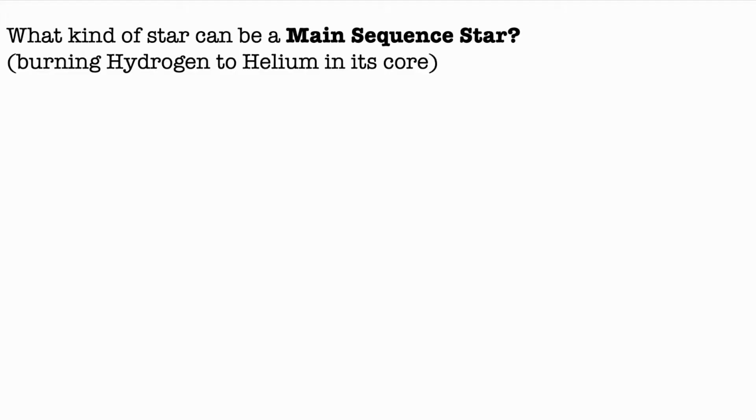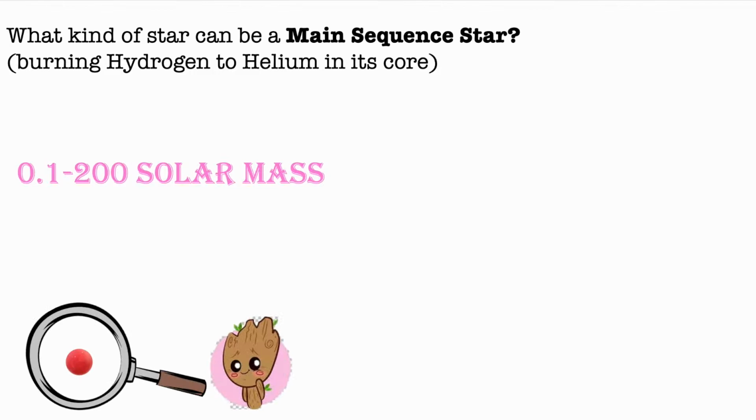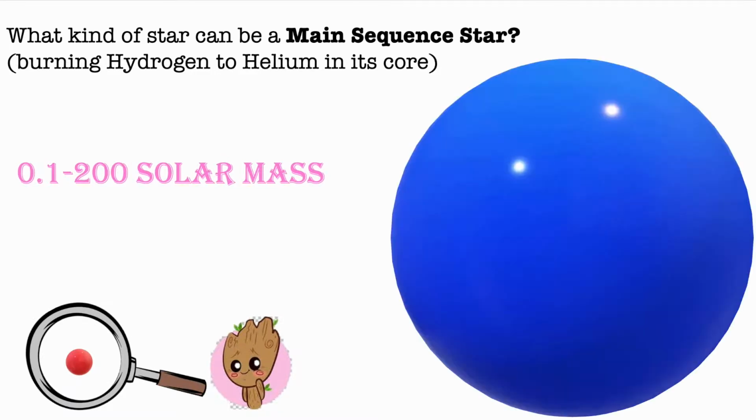A main sequence star is a star that is going through a stage of hydrogen fusion. 90% of the stars in our universe today are experiencing this process, and that's where we know they will spend most of their lifetime. The process of burning hydrogen to helium in its core is experienced by stars of a tenth of the mass of the Sun to up to 200 times as massive.